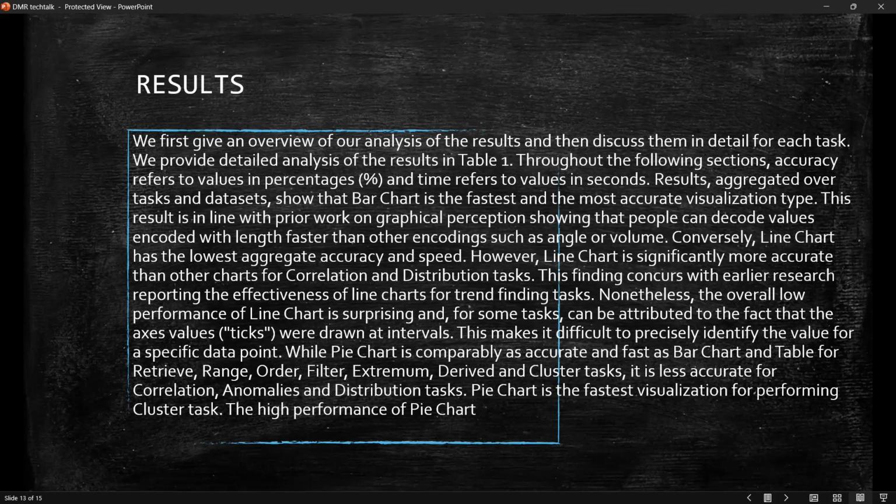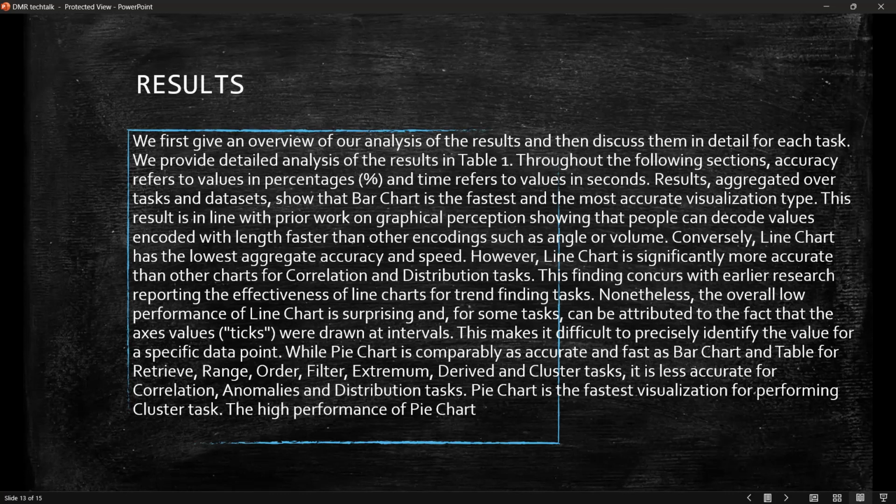Results aggregated over task and data sets show that bar chart is the fastest and the most accurate visualization type. This result is in line with prior work on graphical perception, showing that people can decode values encoded with length faster than other encodings such as angular or volume. Conversely, line chart has the lowest aggregate accuracy and speed. However, line chart is significantly more accurate than other charts for correlation and distribution tasks. This finding concurs with earlier research reporting the effectiveness of line charts for finding tasks.